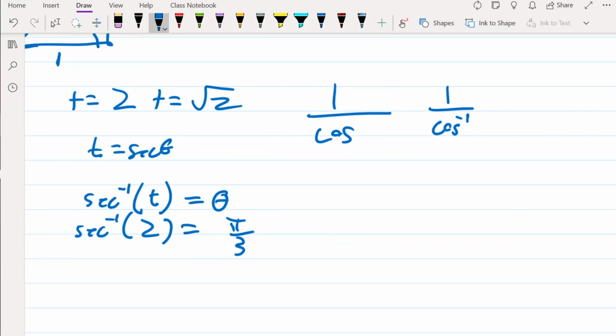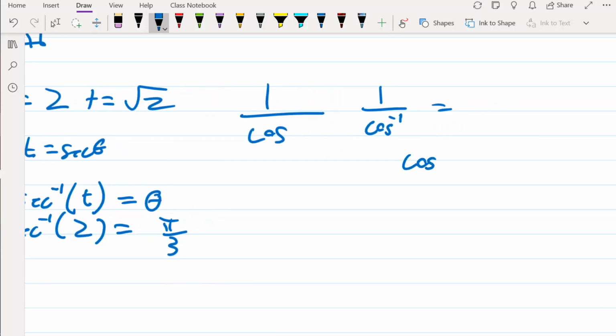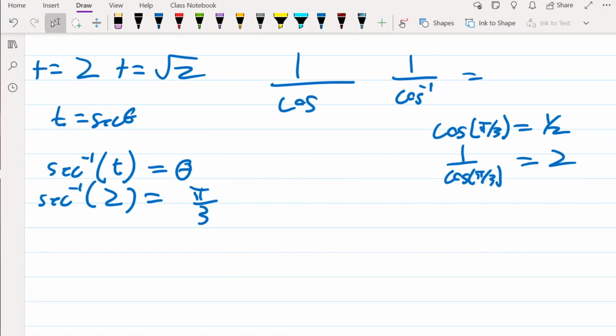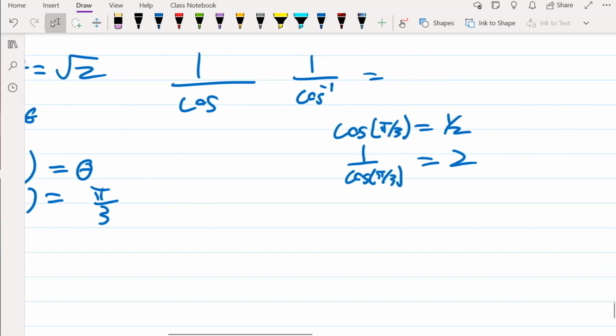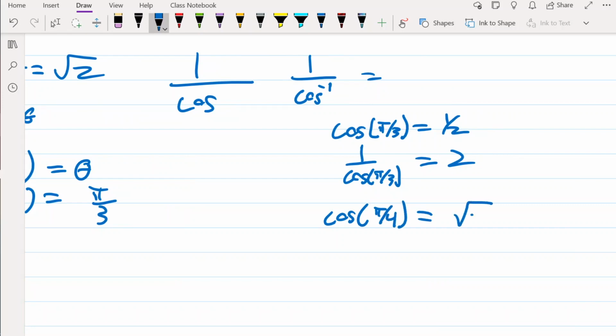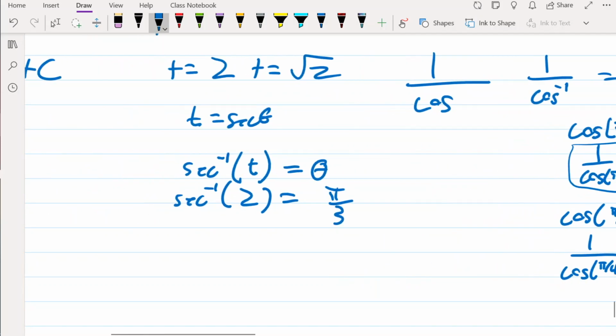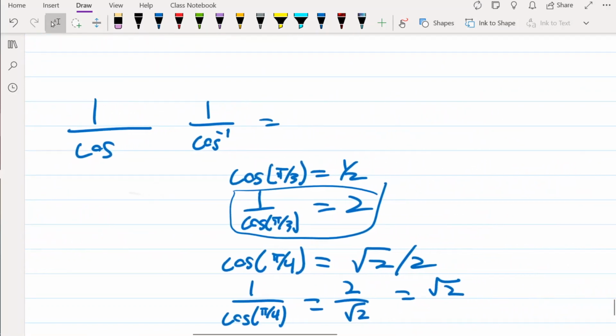That's because cosine at pi over 3 equals 1/2, and that means 1 over cosine at pi over 3 is going to equal 2, because you just switch them. The other one is at square root 2, which I know is at pi over 4, because that's the only place on the unit circle that you can get it. So the cosine of pi over 4 equals root 2 over 2, so 1 over cosine of pi over 4 is going to equal 2 over root 2, and if we multiply by root 2 over root 2, we're going to get root 2. So our new bounds are going to be from pi over 4 to pi over 3.